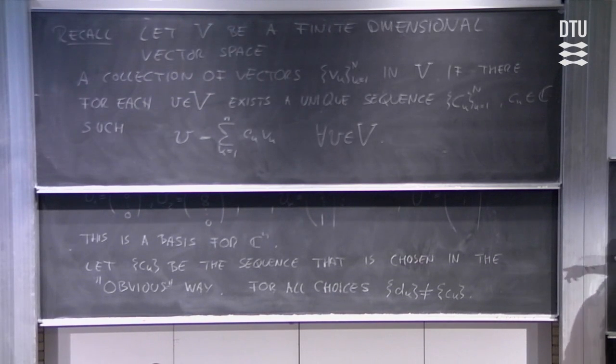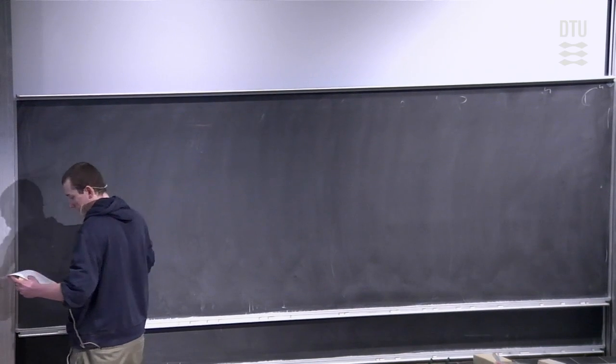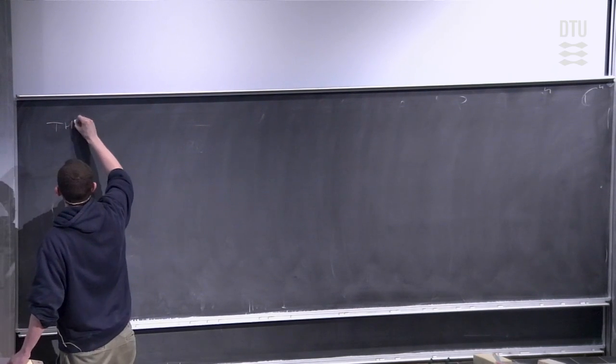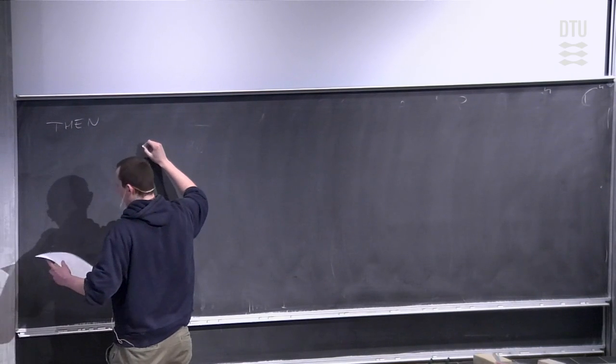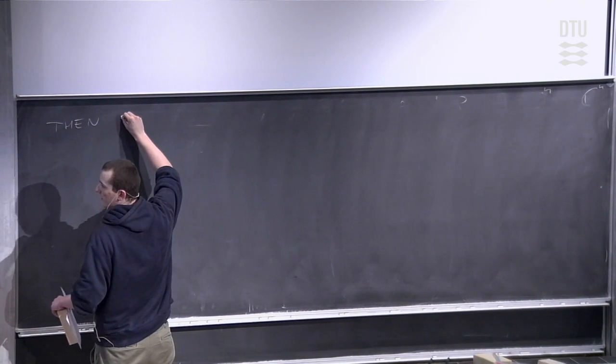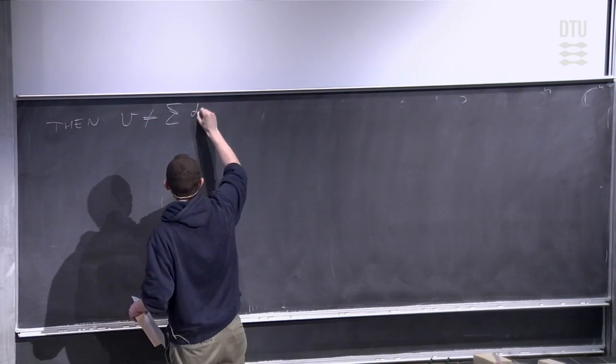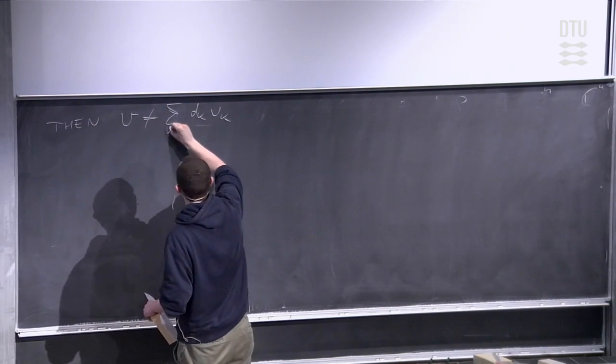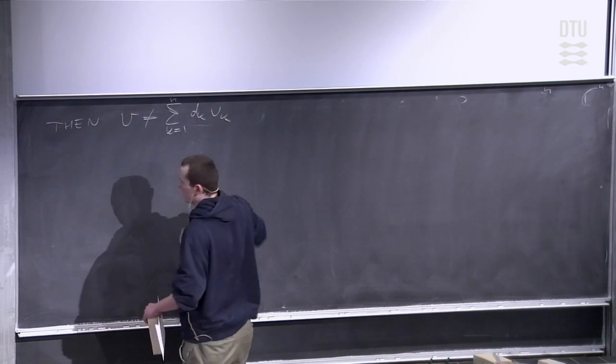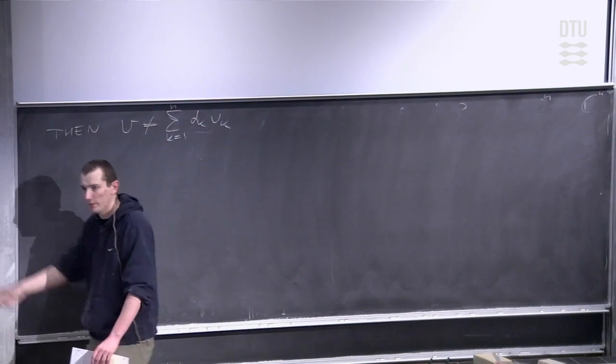So if I have any choice dk which is different from my ck, then my chosen vector v is not equal to the sum over dk vk. Okay, this is simply to be more precise with what I said before.